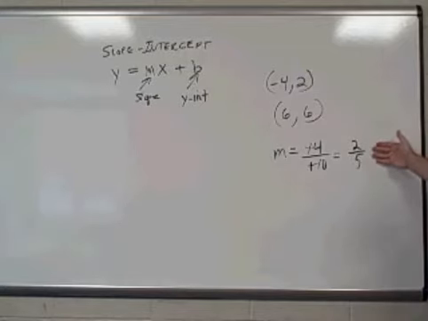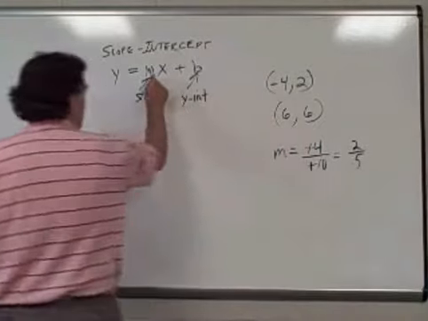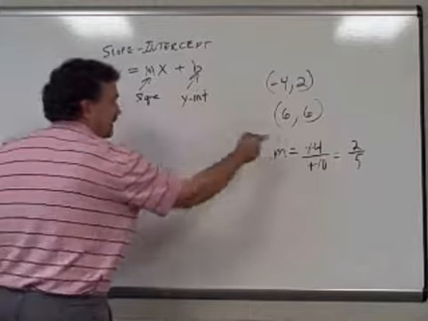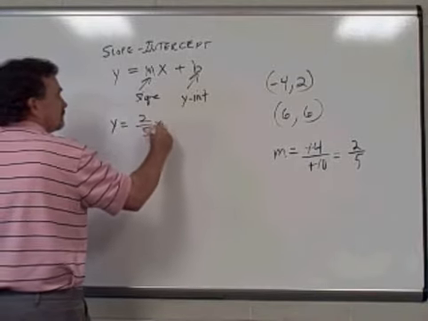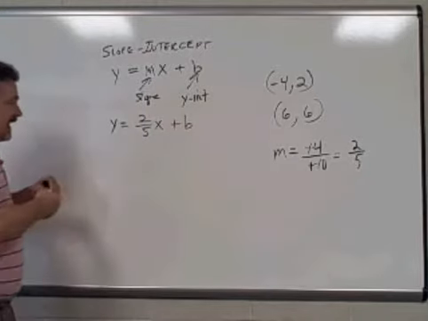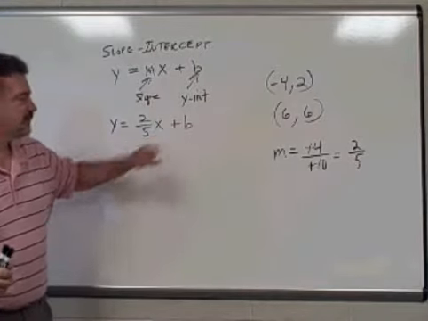Unless it's an application problem, you will typically see mathematicians leave the slope as a fraction. In an application problem, they will oftentimes convert slope then to a decimal. But just in a strictly algebraic instance, a non-application instance, they would leave the slope as a fraction. So now I know that my m value, my slope for my line, is 2/5. And I just need to fill in a value for b.